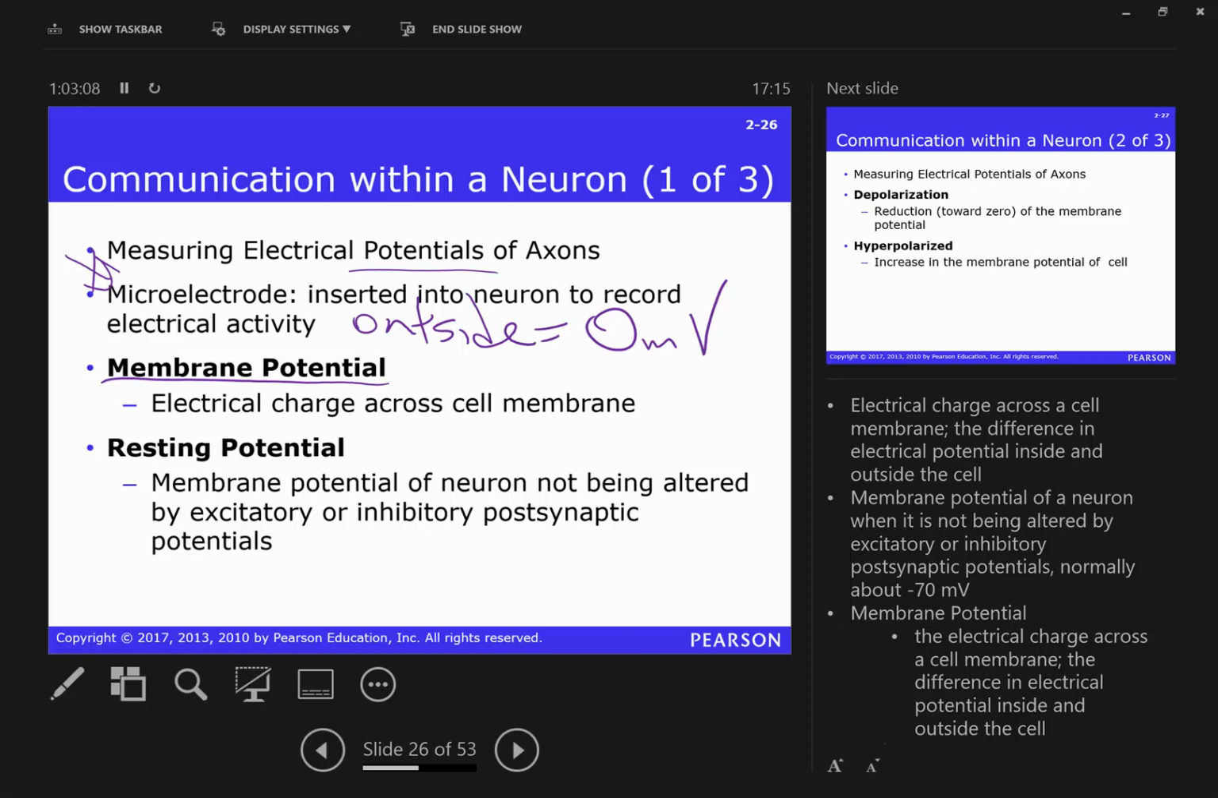I think in your book, does it use negative 65 or negative 70? I can never remember. It doesn't largely matter. Let's assume it's negative 70 millivolts. It's going to be the resting membrane potential, okay?